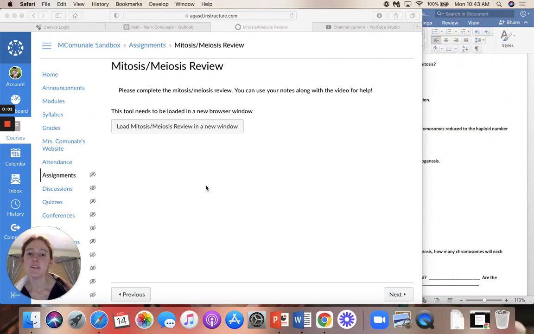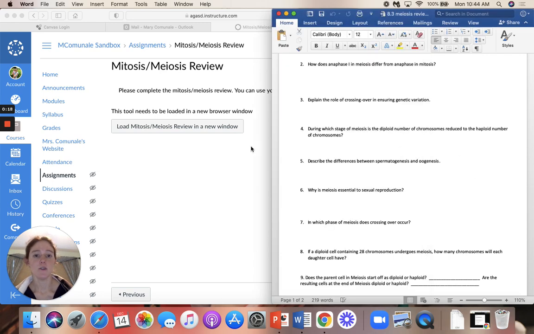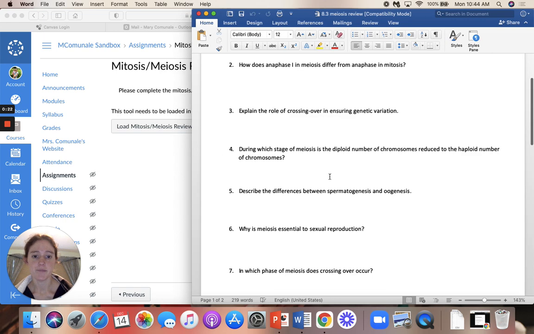Alrighty guys, today we're going to do a mitosis and meiosis review. It says that the tool needs to be loaded in a new browser, so when you click on that, it should open up a new Google Doc that you can type on. I'm going to use a Word document instead, but it's the same questions. You can use your notes to help you out if you don't know all the answers. There's only about 13 questions we're going to run through here.